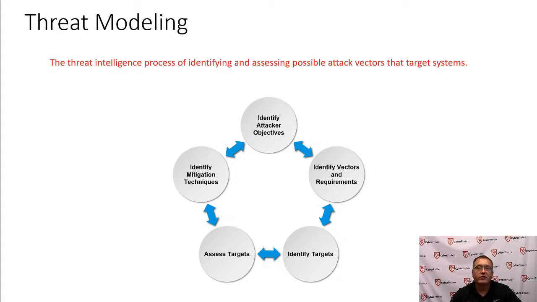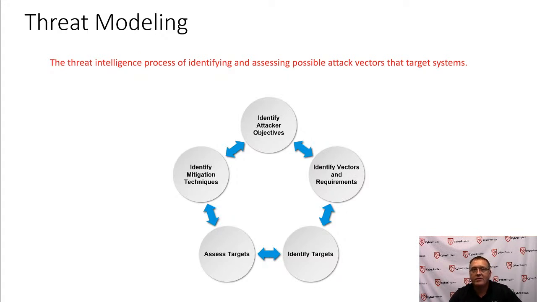Look at the vectors for those attacks and figure out what the requirements are for people to be able to attack those vectors. Getting the targets and figuring out what targets those attackers could potentially go in and try to exploit. Figuring out how we can assess that, whether by running scanning tools against those targets or having physical access to them.